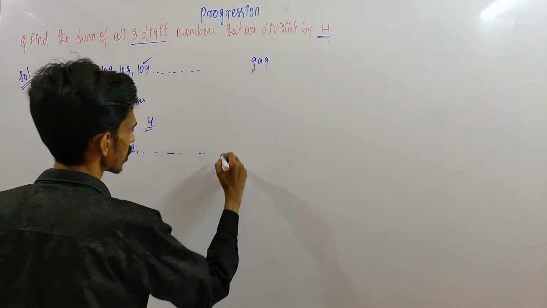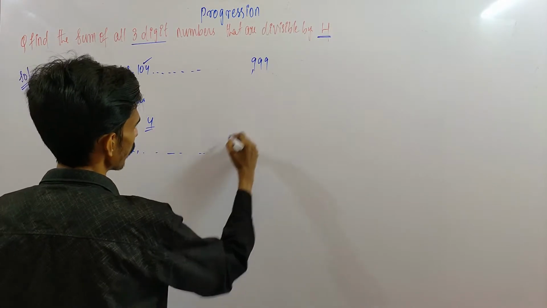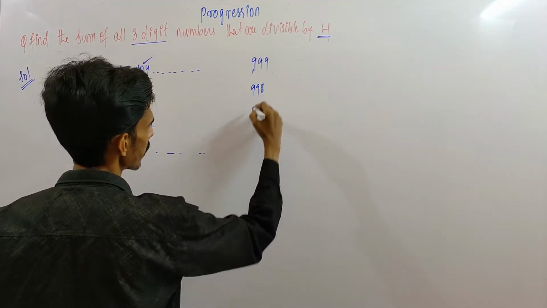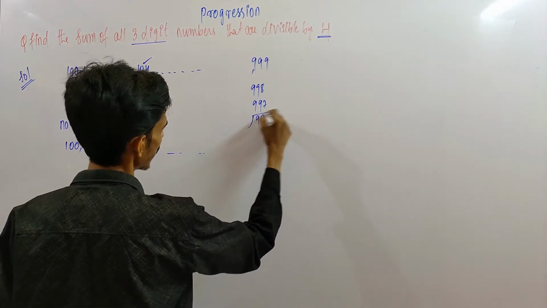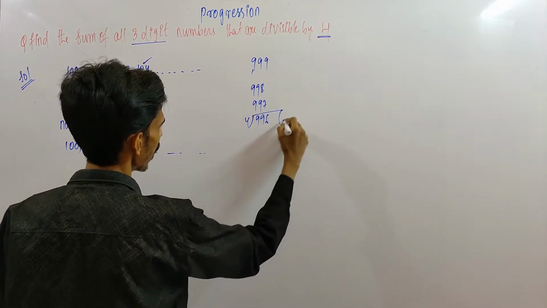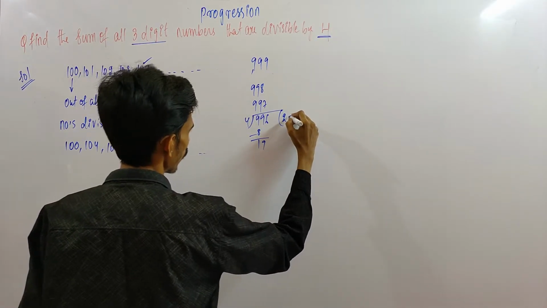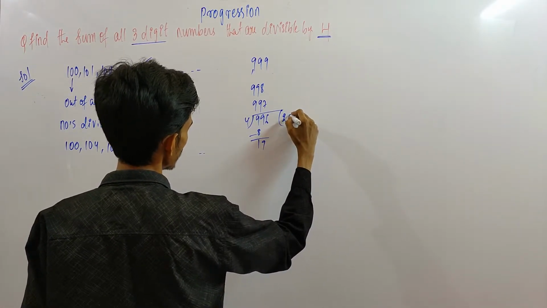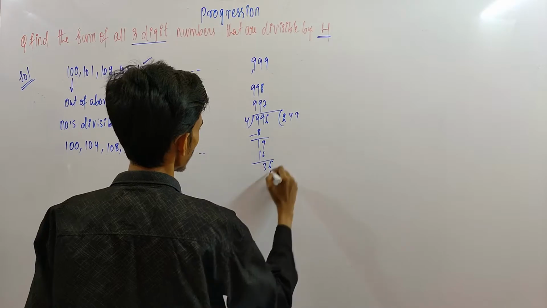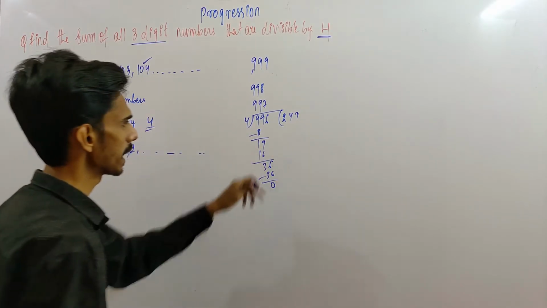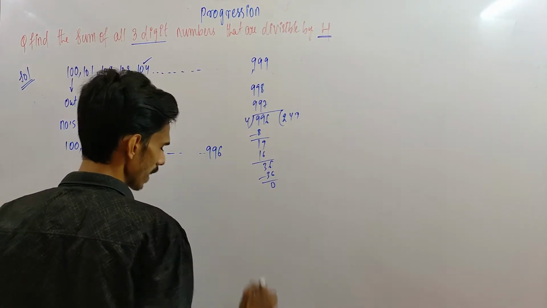Similarly, we will get the last number. 999 is not divisible by 4. We can take 998, this is not divisible by 4. 997, 996. Let us check whether 996 is divisible by 4 or not. 4 2s are 8. 4 4s are 16. We have 3 and 36 will come here. 4 9s are 36. So 996 is the number that is divisible by 4. So the last number is 996.